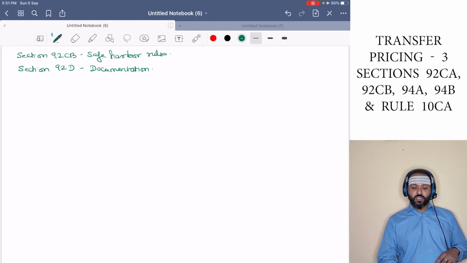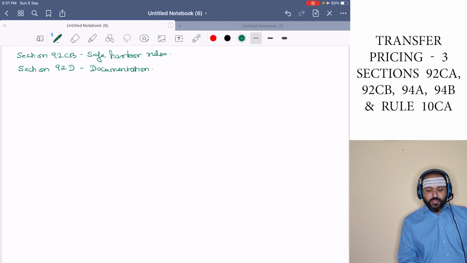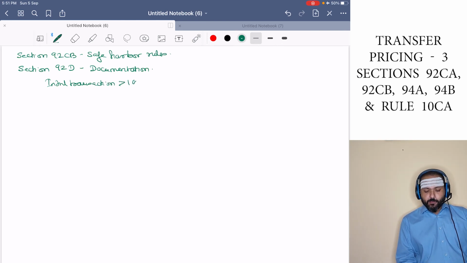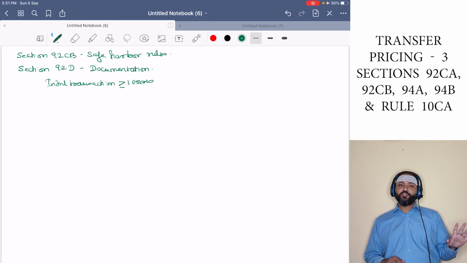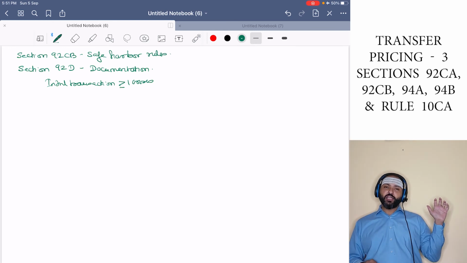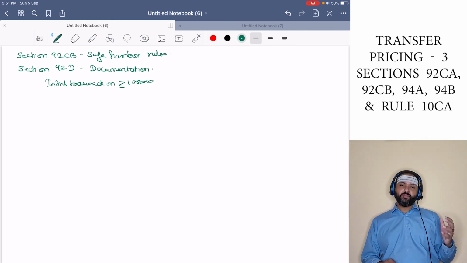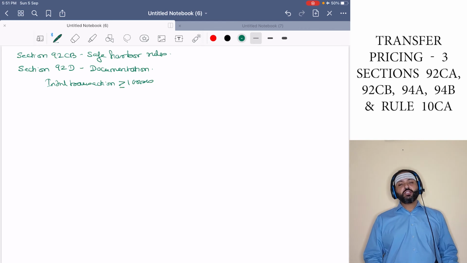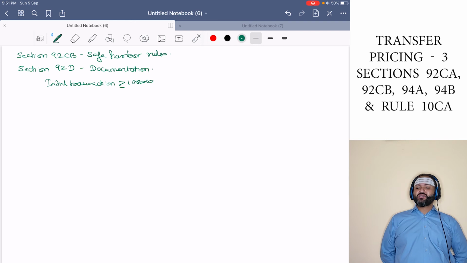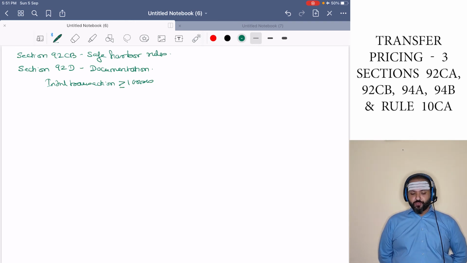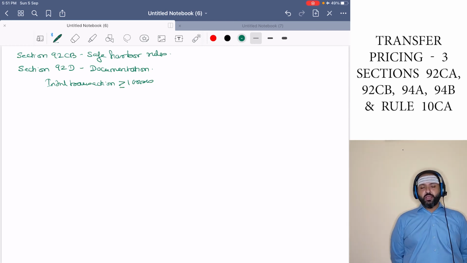So what the department told was, you need to have international transactions greater than or equal to 1 crore for the purpose of application of section 92D documentation. So you will have the documentation to be prepared only if your transaction is going to be 1 crore and above. If it is going to be less than 1 crore, what is the point? You are only going to have additional compliance cost which is going to be incurred by you. Okay, so that was the first point that they wanted to emphasize.